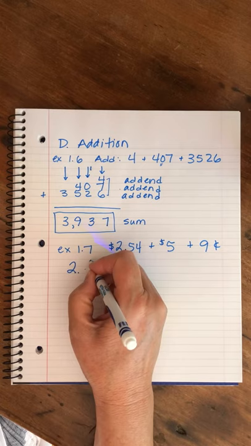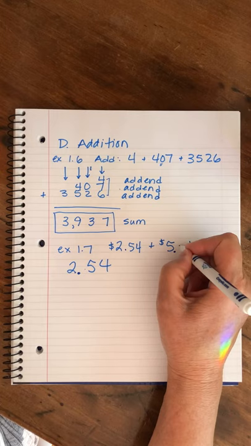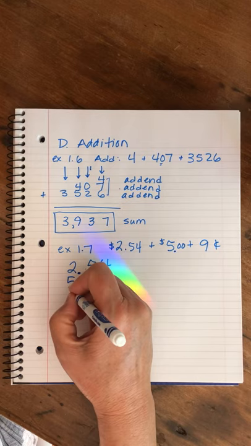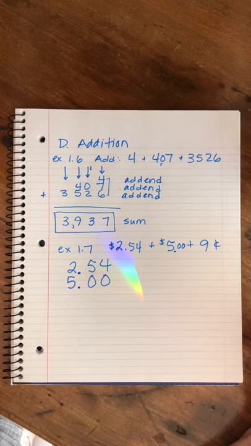$2.54 is easy, okay? Five, we can also write $5 like this, can't we? I'm just squeezing in the zeros as little. So I'm gonna write the five like that so that the decimals line up, because that's the trick to adding decimals, is make sure that the decimals line up, because then all the values will line up too.